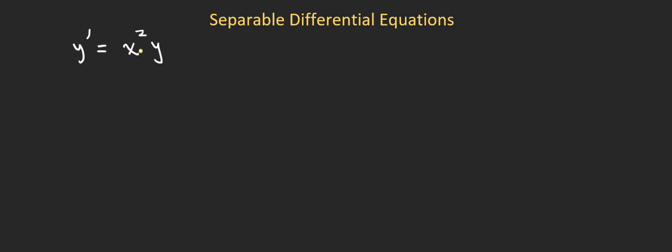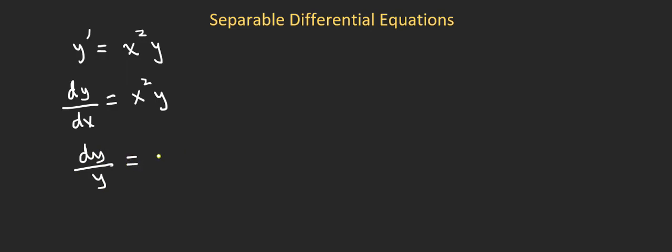Now you have y prime equals x squared y, and we need to solve this differential equation. So let's rewrite y prime as dy over dx. And we need to separate the variables. So you get dy over y is x squared dx. And we need to find the integral of both sides.